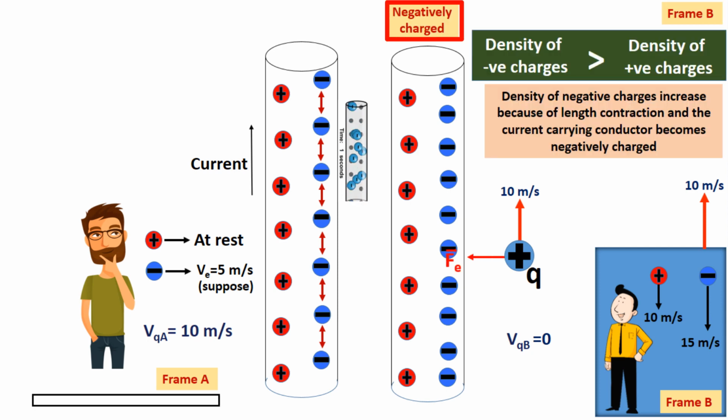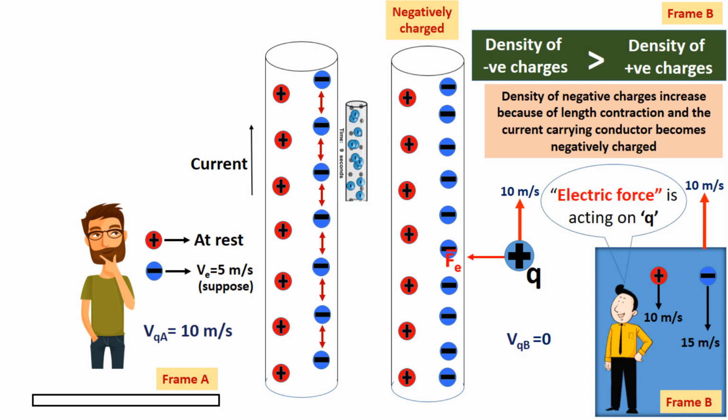So now an attractive electrical force would act on Q with respect to frame B. And this explains his observation that 10 Newton of attractive electrical force is acting on the charged particle Q. Although the length contraction is very small, even a small length contraction can cause a significant effect on electromagnetic force, because it is a very strong force, about 10 to the power 36 times stronger than gravity.